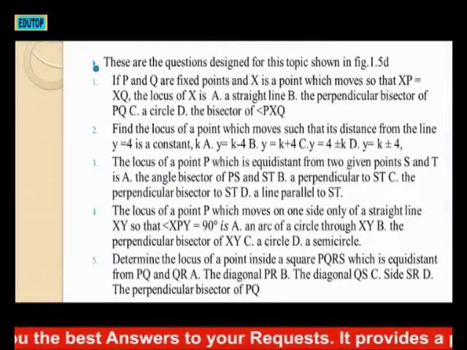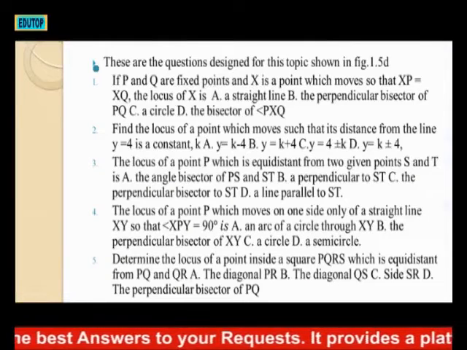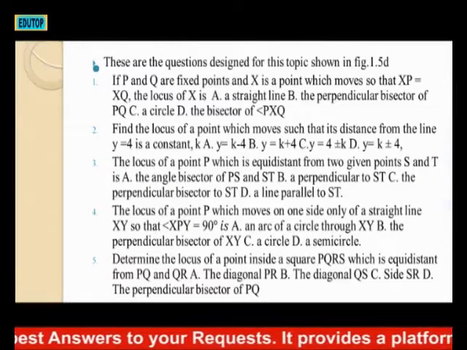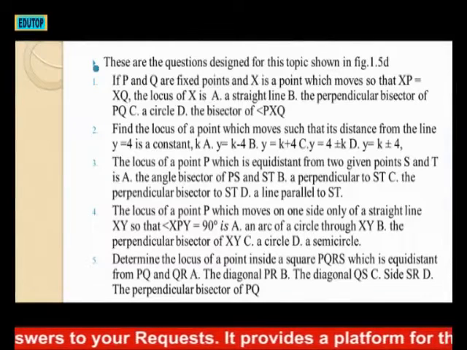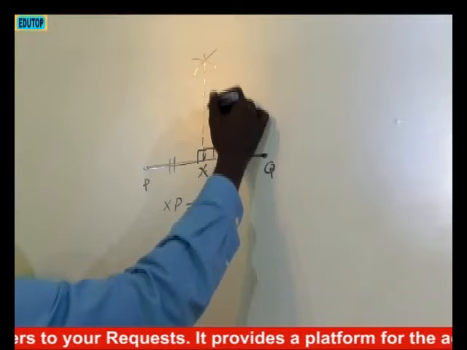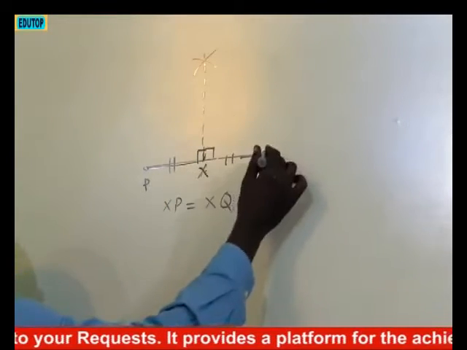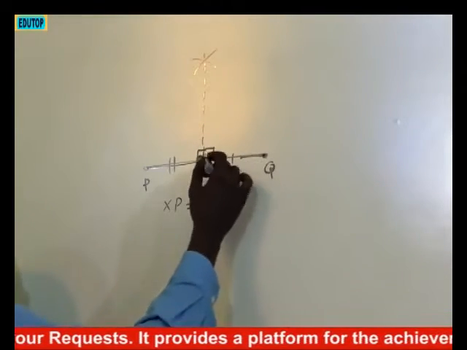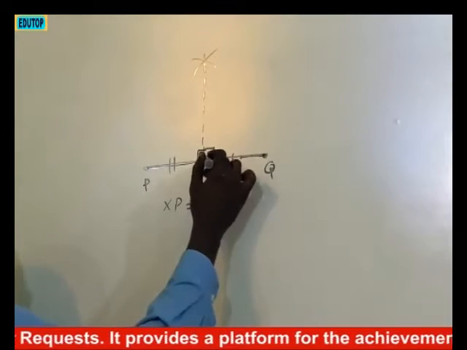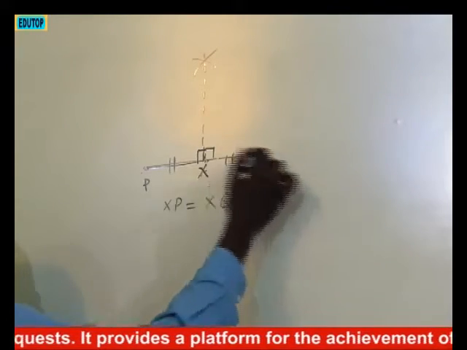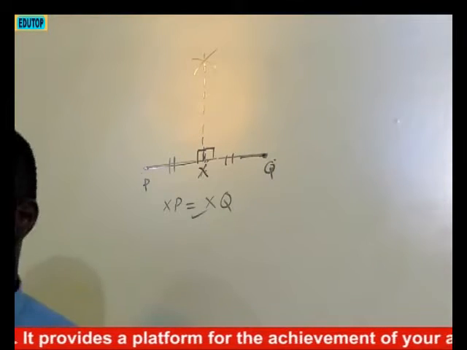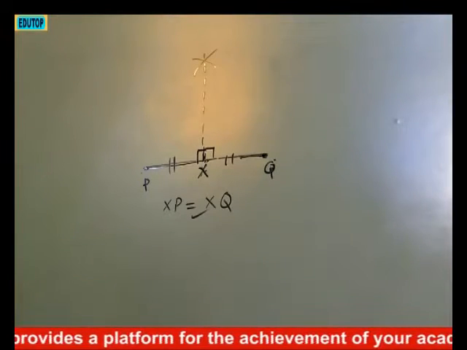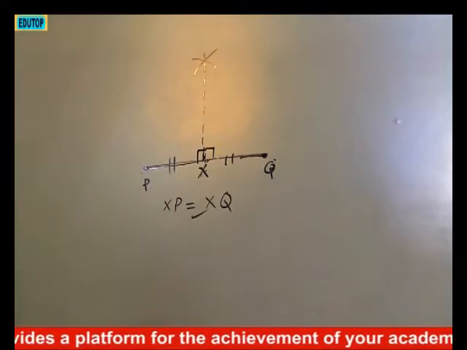A, a straight line, no. B, the perpendicular bisector of PQ, that is correct. So our option would definitely be option B, because this locus is a perpendicular bisector that will bisect these 2 fixed points, where XP will definitely be equal to XQ. So definitely our answer is option B, the perpendicular bisector of PQ.